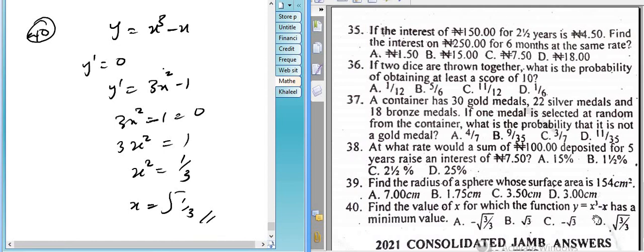So by now looking, the correct answer is going to be D, which is root of 1 over 3. So here is not 3 over 3. If it is 3 over 3, it is going to be equal to 1. So 1 over root 3, root of 1 over 3, that's the correct answer. That's option D. So this is the final solution.